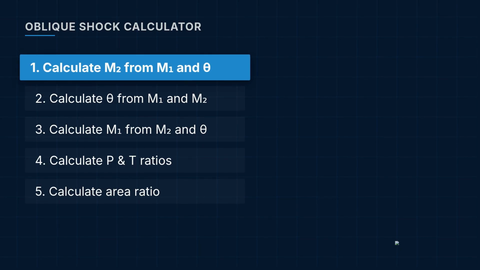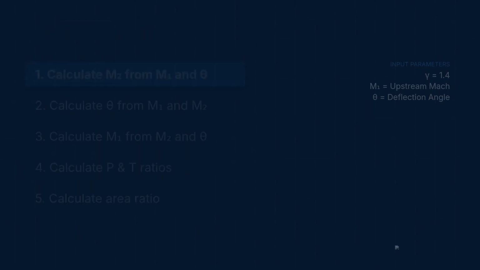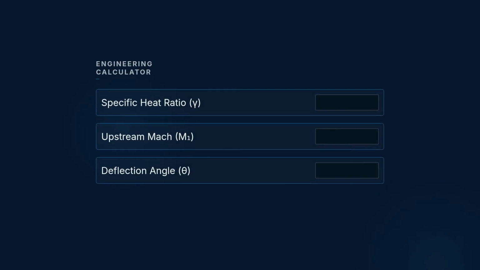For this demonstration, I'm using calculate M2 from M1 and deflection angle Θ. The input fields are specific heat ratio G, set to 1.4, upstream Mach number M1, and deflection angle Θ in degrees. Let's work through an example.